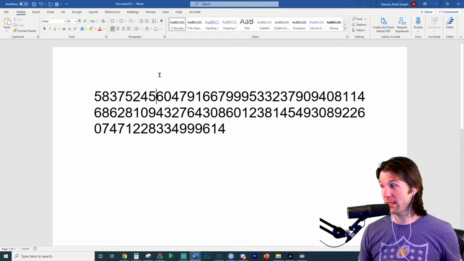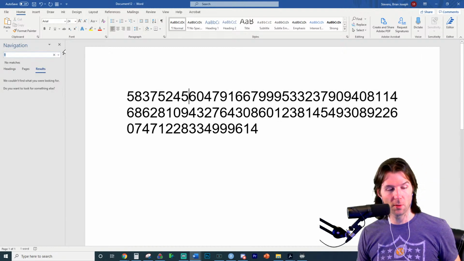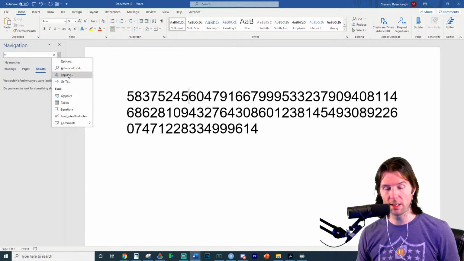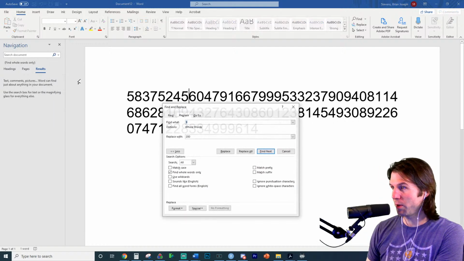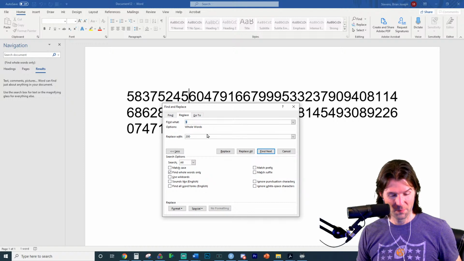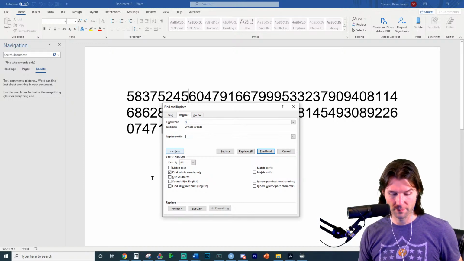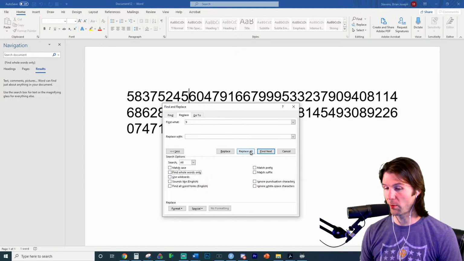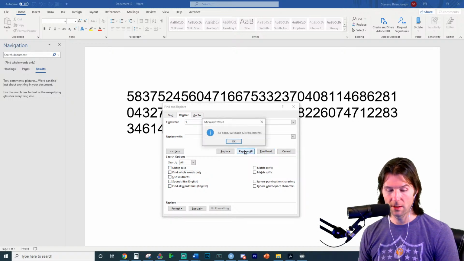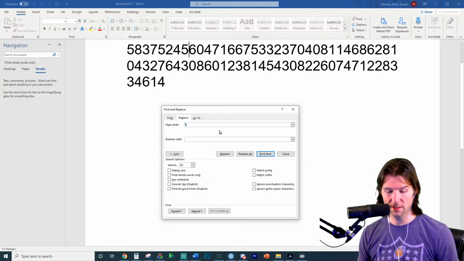So we're going to hit Command F or Control F, and then we're going to go here to the down arrow, and we're going to hit Replace. So we're going to replace 9 with nothing. And we don't want to find whole word. We're just going to replace in here. This will replace all your 9s with nothing. Watch as they get deleted.